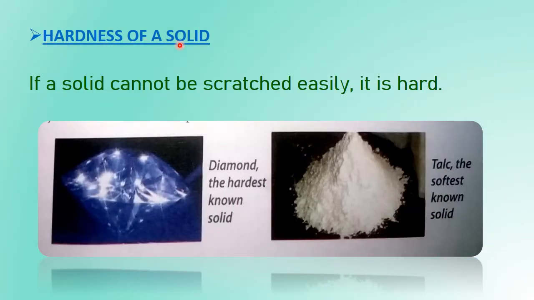Next property is hardness of a solid. If a solid cannot be scratched or broken easily, it means it is hard. And we know that diamond is the hardest known solid. Whereas in nature, talc from which talcum powder is made is the softest solid. So knowing about the properties of solids helps us to use them in better ways. For example, we know that concrete is strong, so it is best used for building purposes. On the other hand, cotton is soft, so it is used to make fabric.